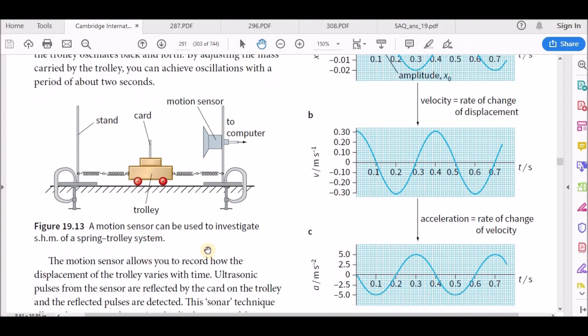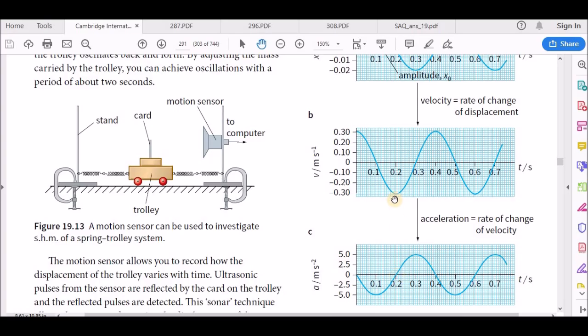Now from the velocity-time graph you can get the acceleration-time graph by getting the gradient of this. The gradient here is negative and increasing, up to 0.1. Then from 0.1 to 0.2 the gradient is still negative but decreasing and becomes 0. Acceleration is the gradient, so gradient decreasing and becoming 0 means acceleration decreasing and becoming 0.